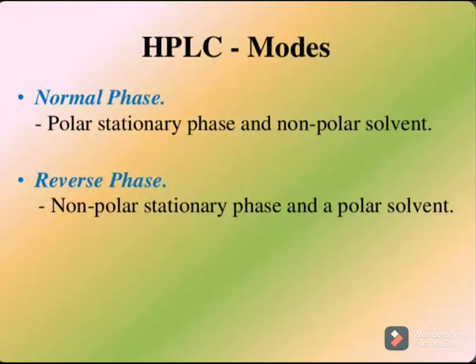Second, reverse phase. In this one, the stationary phase is non-polar. Stationary phase means column. The column is non-polar and the solvent is polar. The solvent includes water with buffer, which we call the polar solvent. These are the 2 modes we use in HPLC. When we require normal phase HPLC, we convert to normal phase, and when we require reverse phase HPLC, we convert to that.